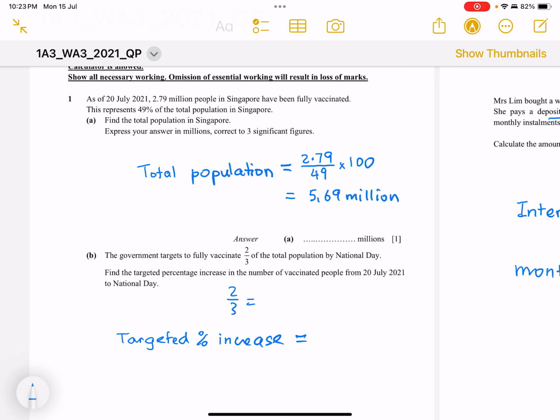In the second part, the number of people who are vaccinated rose to 2/3 of the population. Now, 2/3 is actually 2/3 times 100%, which is actually 66.667%. So the percentage increase will be 66.667 minus 49, and this approximates to 17.7%.